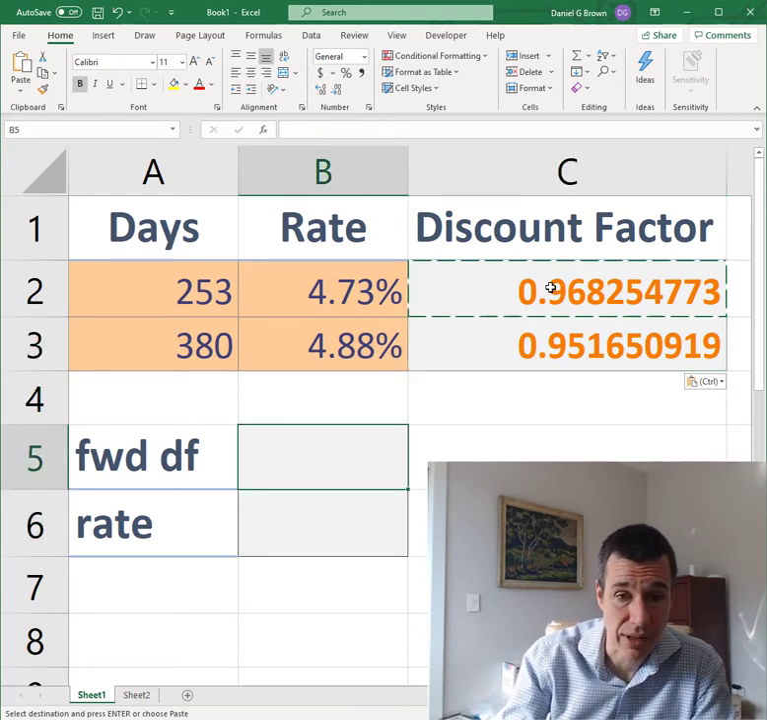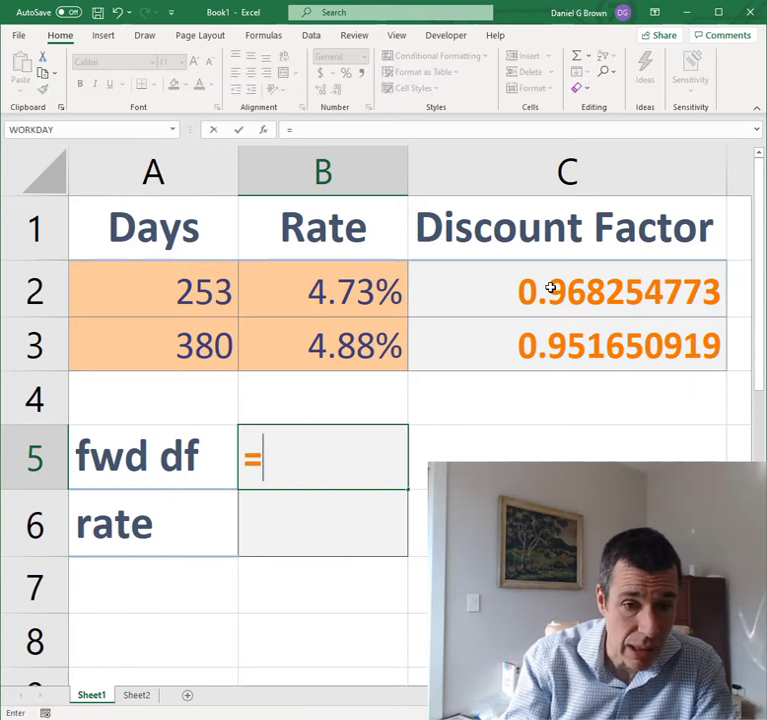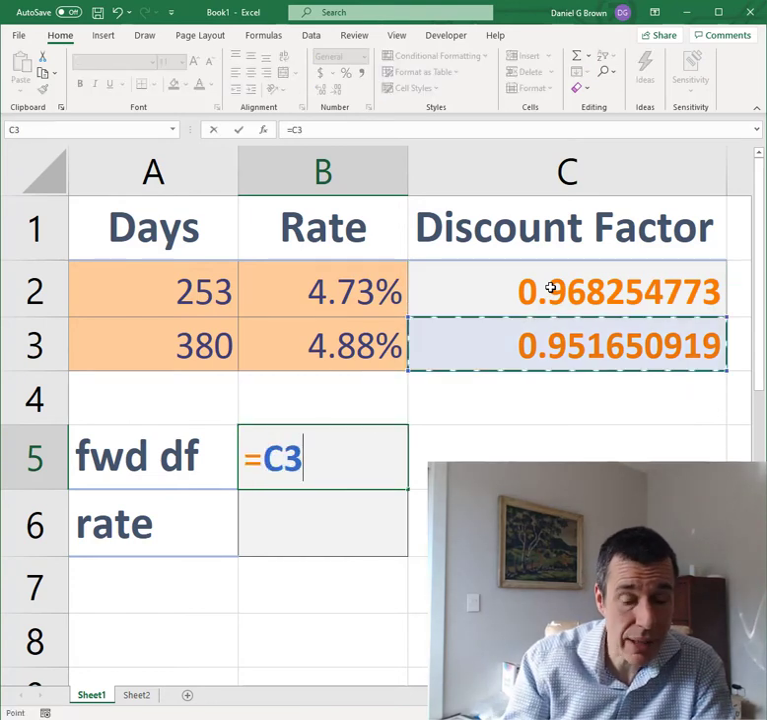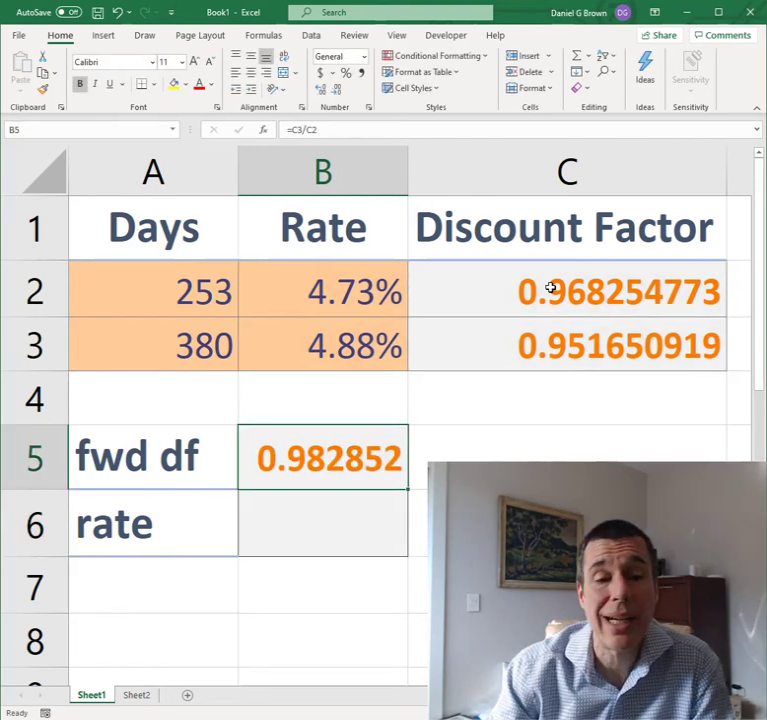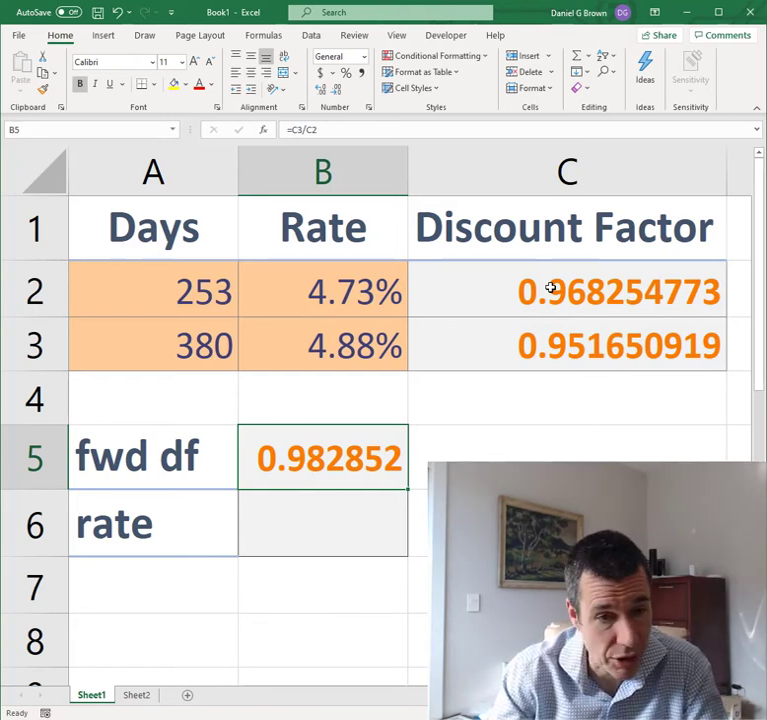The forward discount factor is the ratio of the longer dated discount factor divided by the shorter dated discount factor. So 0.982852, so the ratio, one over the other. Longer dated discount factor divided by shorter dated discount factor is the forward discount factor.